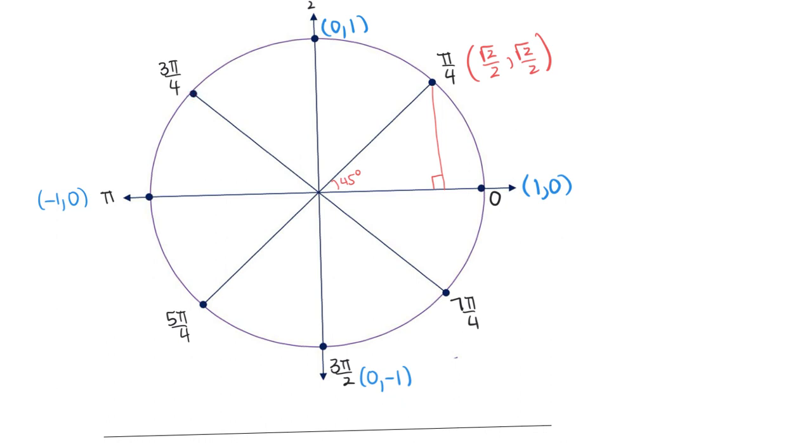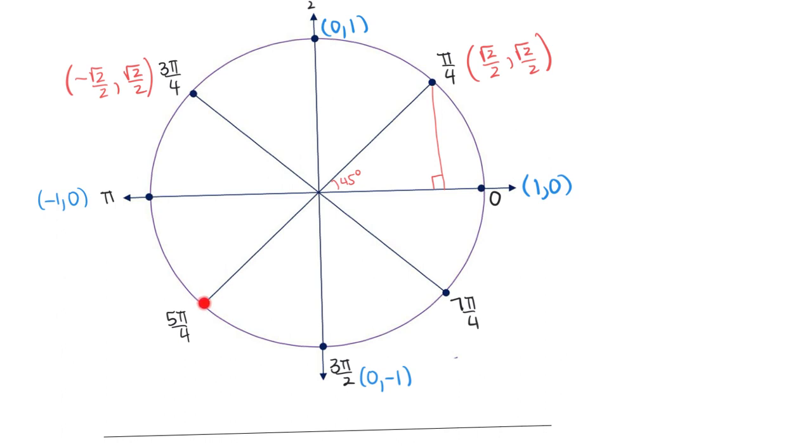Okay, now I'm going to go to this point over here. If I draw a triangle here, this is still a 45-degree angle, so it's going to follow the same pattern. But because I'm in quadrant 2, I'm going to go left. So my x-coordinate is going to be negative root 2 over 2. And then I'm going to go up, so that's going to be positive root 2 over 2. My x is negative, my y is positive.